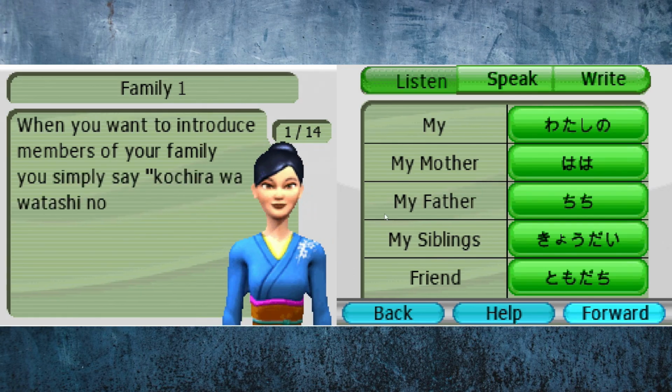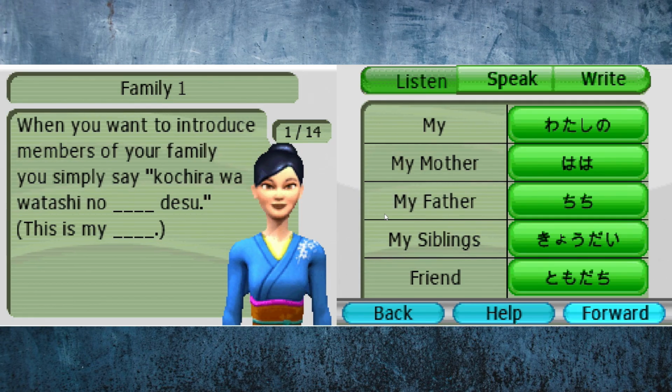Okay, we're on lesson 28, and we ranked up to first grader. We're now first graders in Japanese, and we unlocked a new game as well. When you want to introduce members of your family, you simply say, Kochira wa watashi no blank desu. This is my blank. So watashi no is my, which we should have learned earlier, but we're learning it now.